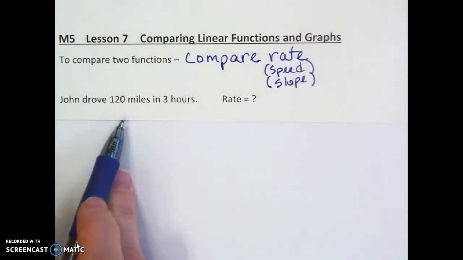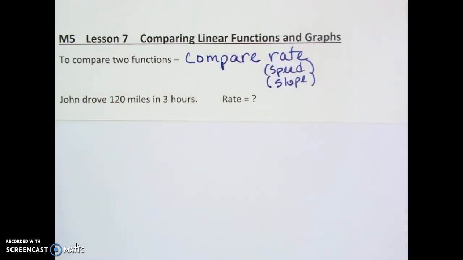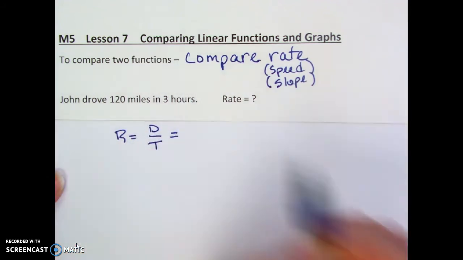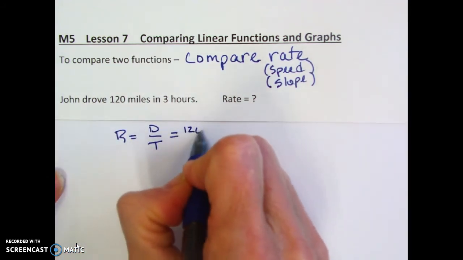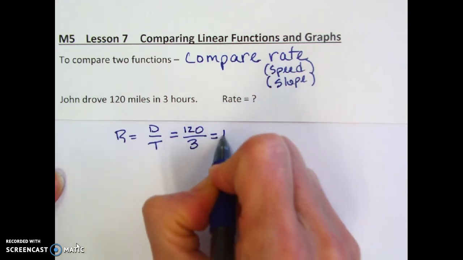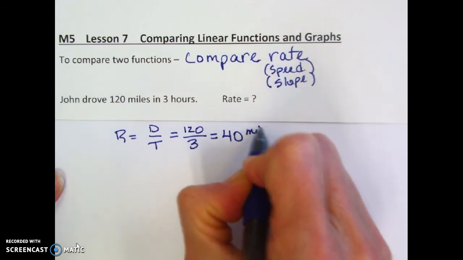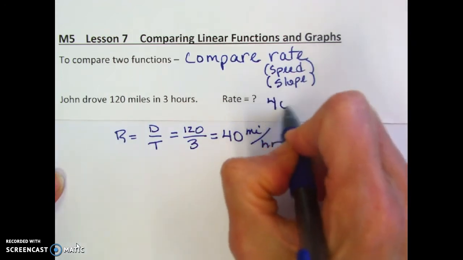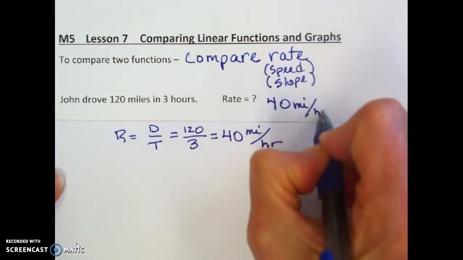So John drove 120 miles in 3 hours. What is his rate? What's his speed? What's his slope? So rate equals distance divided by time. Distance of 120 miles divided by 3 hours gives us 40 miles per hour for John's rate. So this one will be 40.